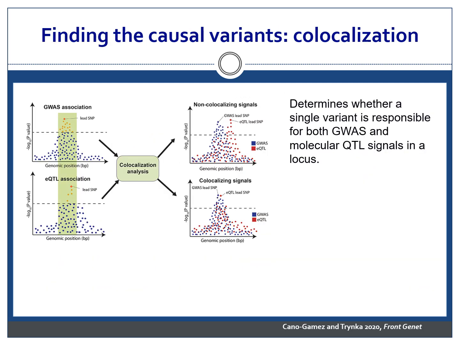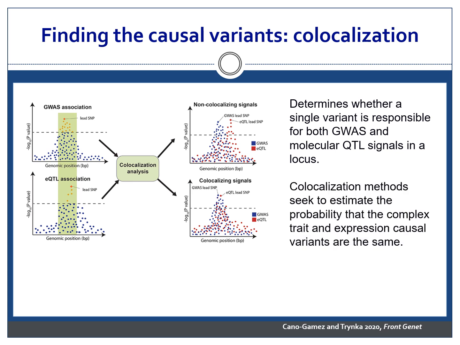So this data can be used to find the causal variant, what we call co-localization studies. This method determines whether a single variant is responsible for both the GWAS and the molecular QTL signals in this locus. So the co-localization methods seek to estimate the probability that the complex trait and the expression causal variant are the same.